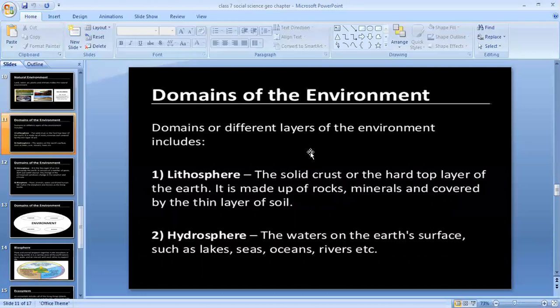First is the lithosphere. Lithosphere is made up of lithos. Lithos means rocks. Rocks are found on the surface of the earth, and the solid crust is the hard layer of the earth. It is made up of rocks and minerals, and covered by a thin layer of soil. Different types of soils are found on the earth's surface, and it provides us forests, grassland for grazing, land for agriculture, and human settlement.